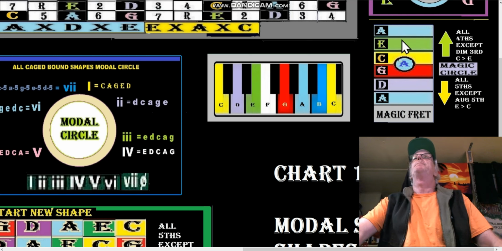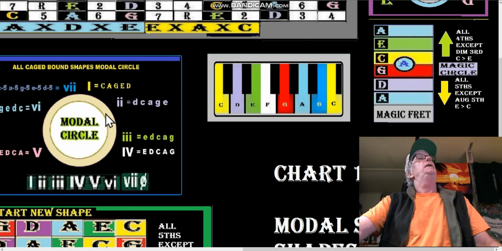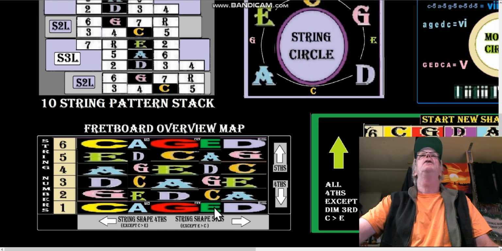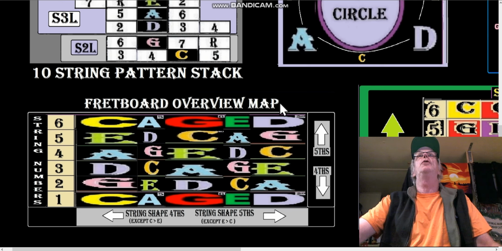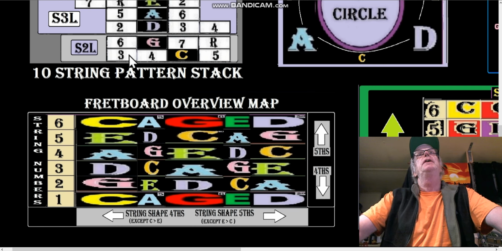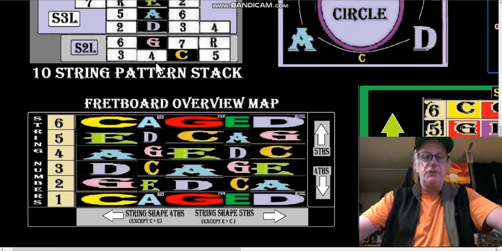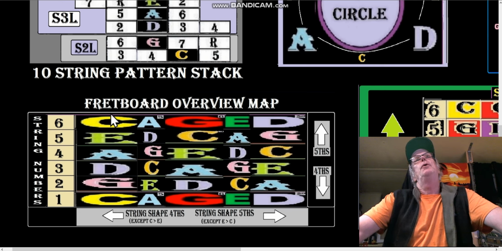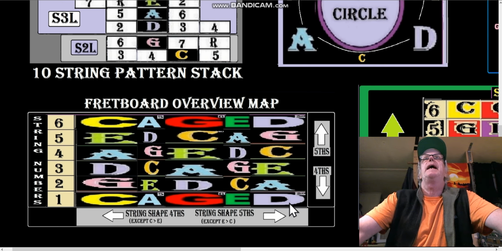This is the magic fret. But this is backwards, believe it or not. It's backwards from what we're going to be using for the most part, which is the fretboard overview map. If the tuning string shapes were like 3, 4, 5, like the C here, this C would be like a town on a map, where the big C would be like a county on the map. So when we zoom out, this is what we get.